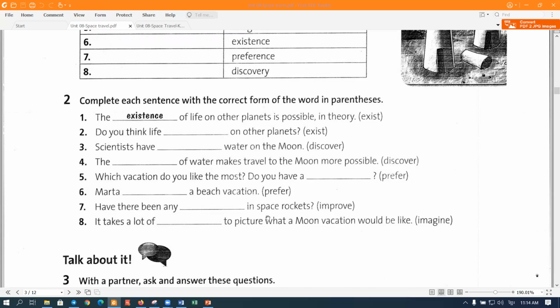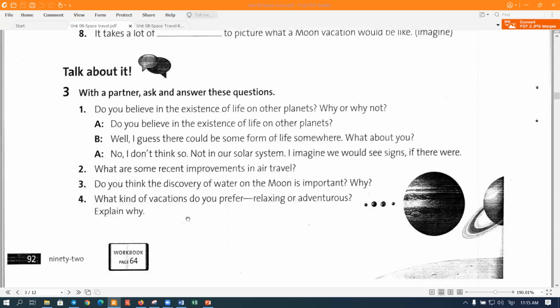Number 2 to number 8, so complete that and check with me on the conference day. Now we have another exercise, talk about it.